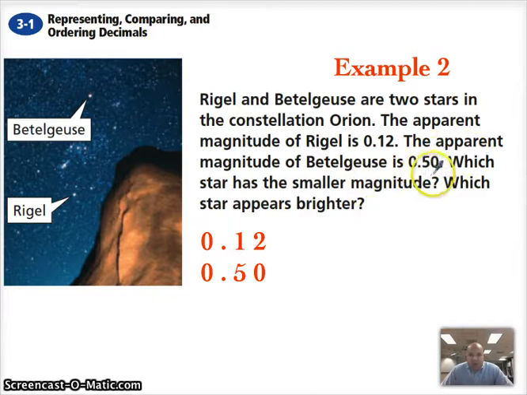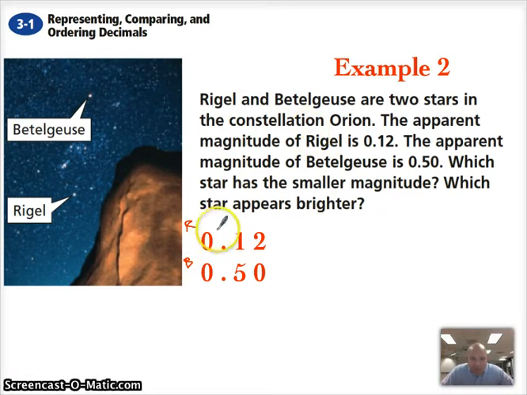Which star has a smaller magnitude? Which star appears brighter? Well, what we're doing here is comparing which is the smaller magnitude. Here we have Rigel, which is, I'm going to put an R over here. That's 12 hundredths. And here we have Betelgeuse. Which one is the smaller one?